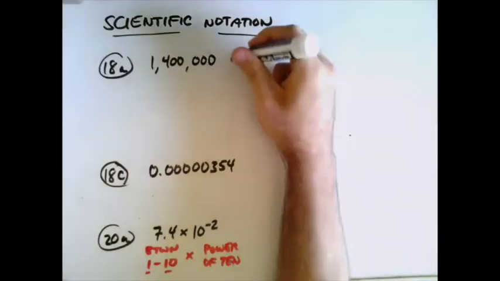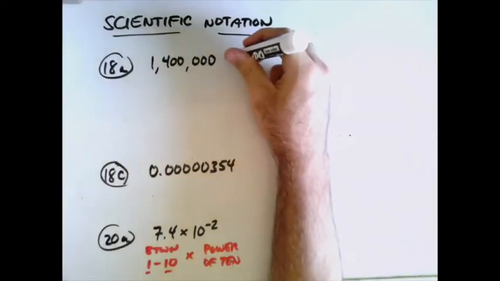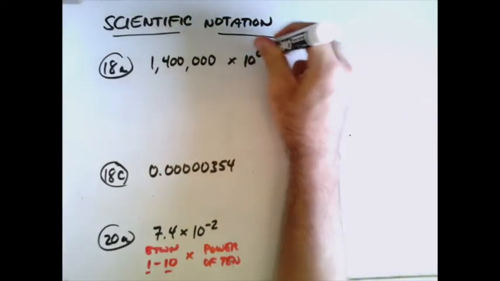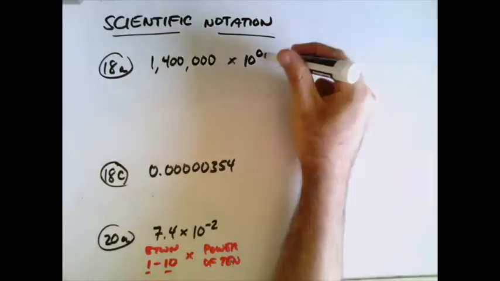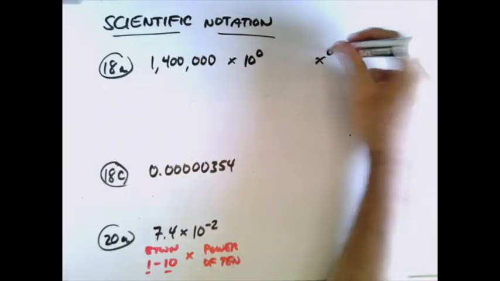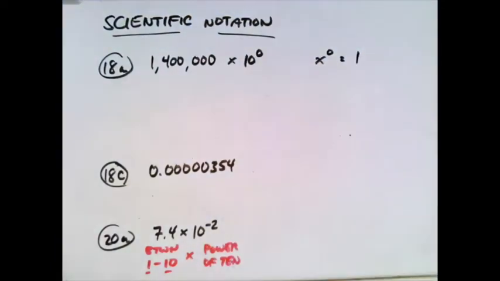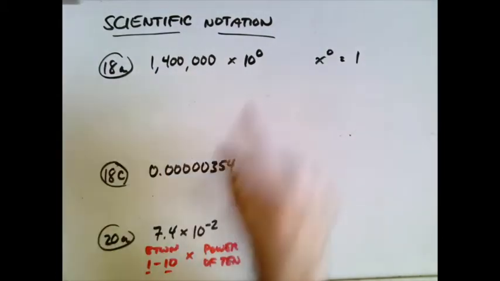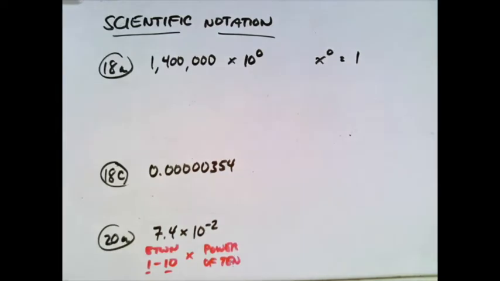I could say this is 1,400,000 times 10 to the 0. Because 10 to the 0 means I'm not multiplying by 10 at all. Anything raised to the 0 just equals 1. So notice that at the moment, this has the same value as what I started with, because this thing right here equals 1.